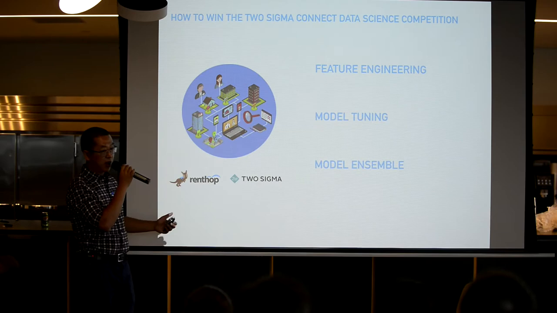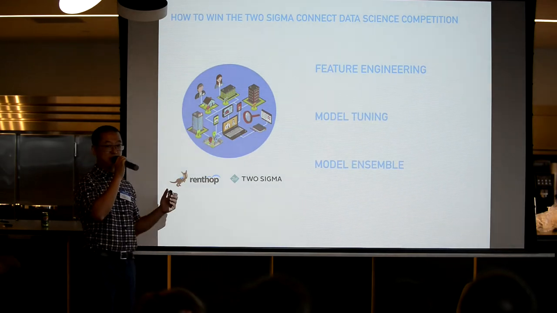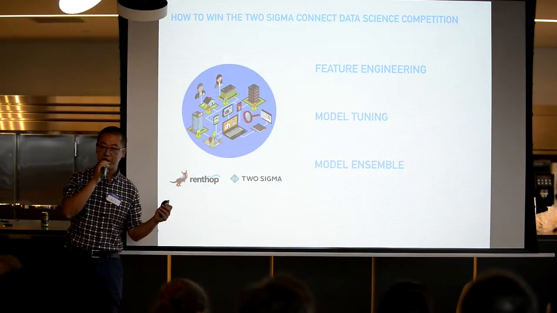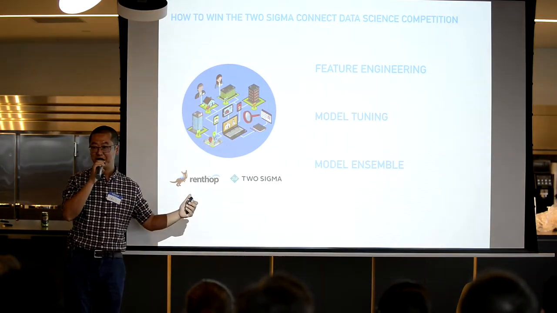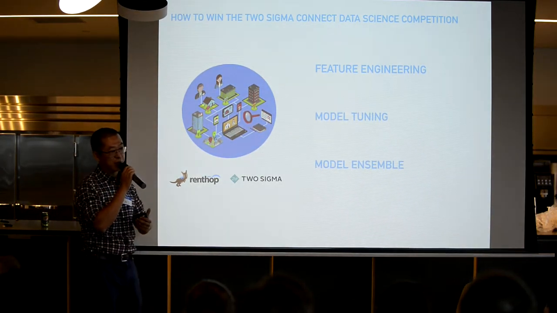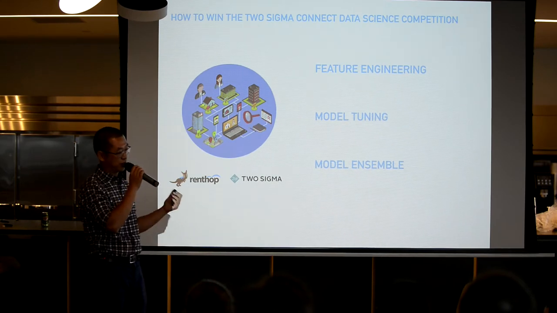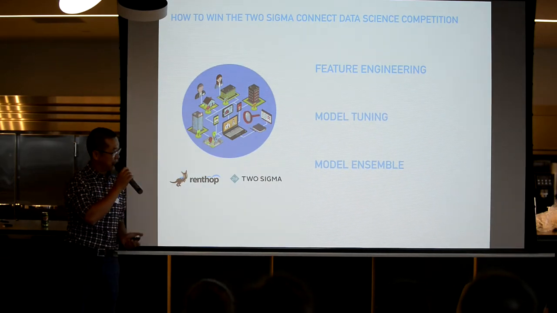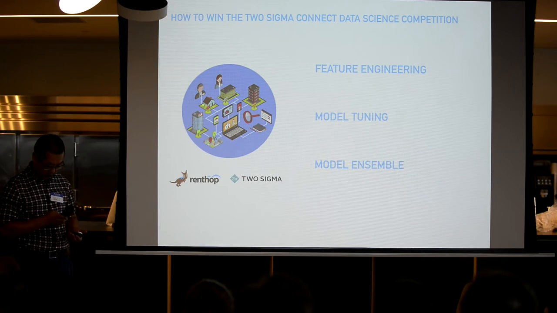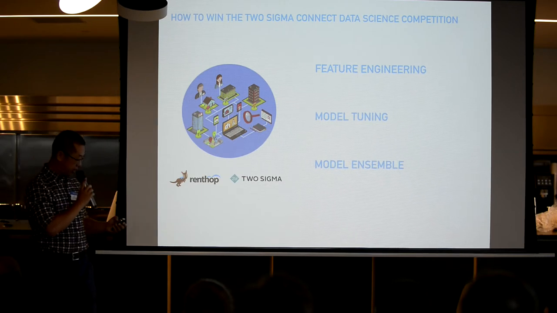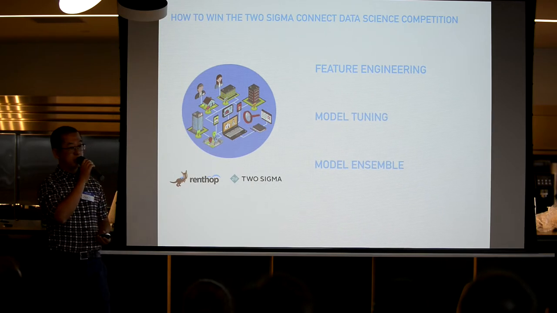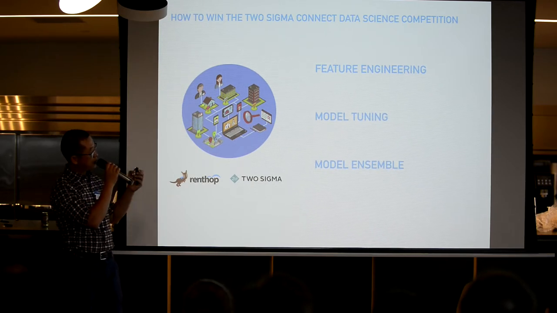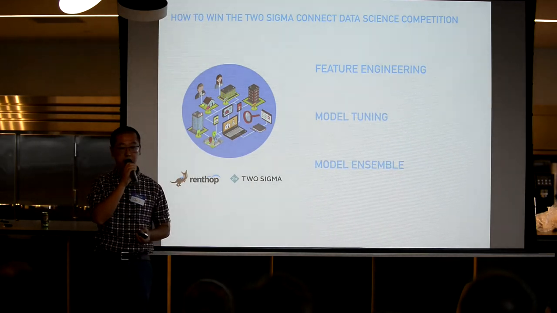Personally, I've done a lot of model ensembling, but practically, in a real production environment, I've never done that. It's too complex to implement. It would be a nightmare for the engineers. So keep it in mind. So, yeah, those are the three things to win a data science competition. Today I'll be focusing on the feature engineering and the model ensemble part.